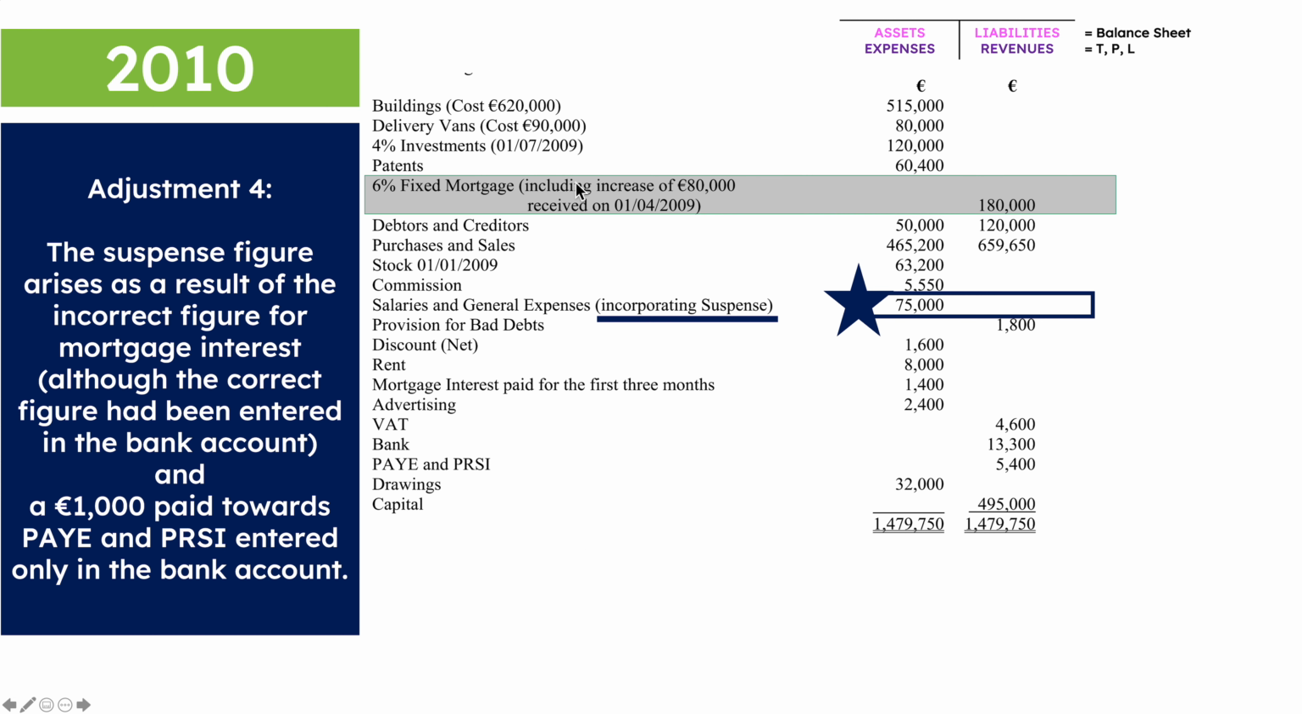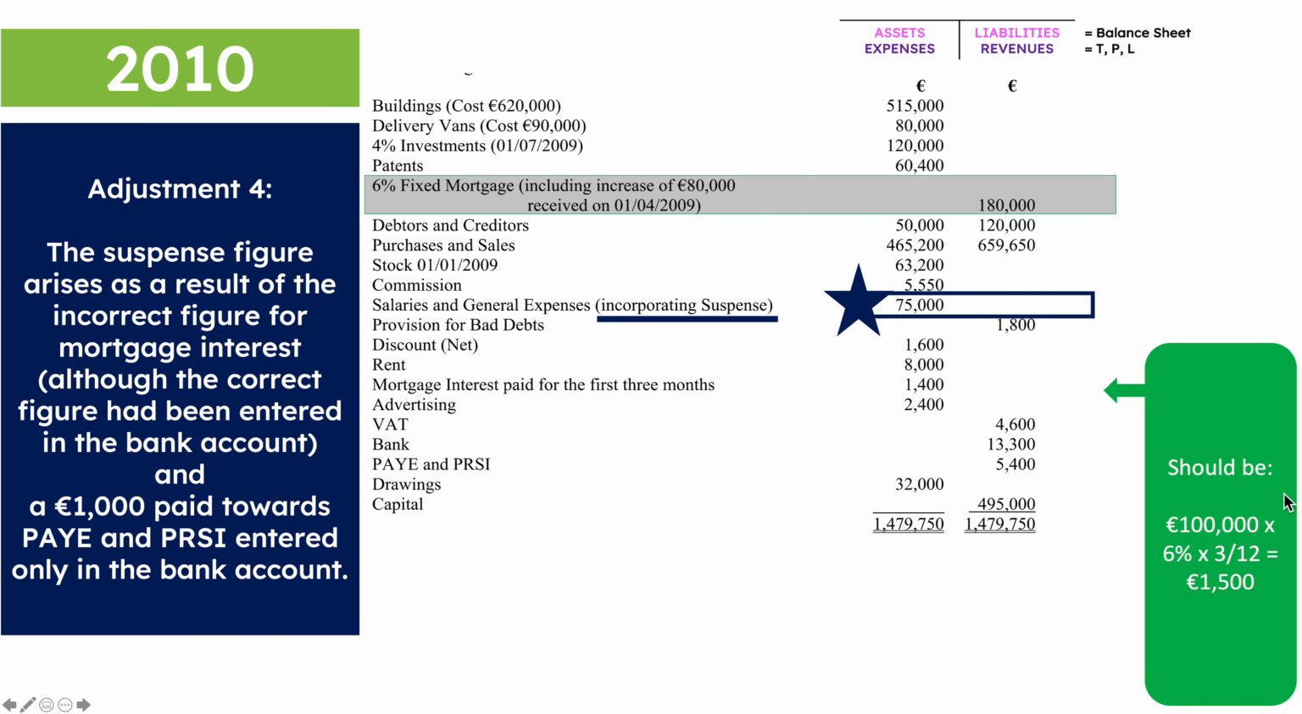Okay, so the first one there, the mortgage interest paid is incorrect. So this 1400 is incorrect. So we look at the mortgage amount. So 6% fixed mortgage, including an increase of 80,000 received on the 1st of the 4th, 2009. So this 1800 is incorrect. So that means we've got 100,000 before we got the increase. So 100,000 by 6% by 3 over 12 should be 1500. So how do I make this be 1,500? So I add 100 there. Now my two sides do not equal. What I need to do up here then in my salaries and general expenses, I need to minus the 100.